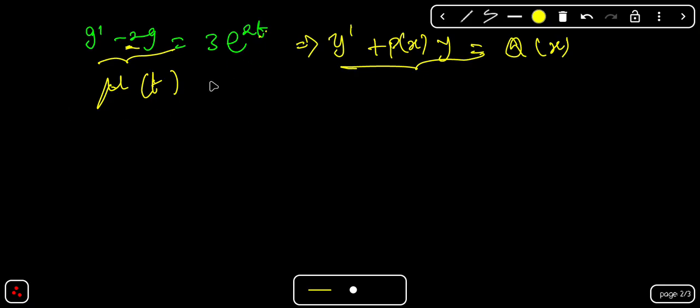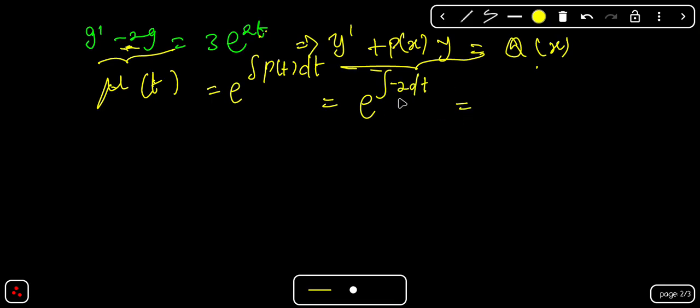Since we are dealing with t, mu of t equals e raised to the power of the integral of p of t dt. Now our p of t will be what? Negative 2, if you equate this equation to the general form. So mu of t is equal to e raised to the power of the integral of negative 2 dt. Don't forget this is the exponential. If we integrate negative 2, we get negative 2t. So you are going to have e raised to the power of negative 2t. That is the integrating factor.